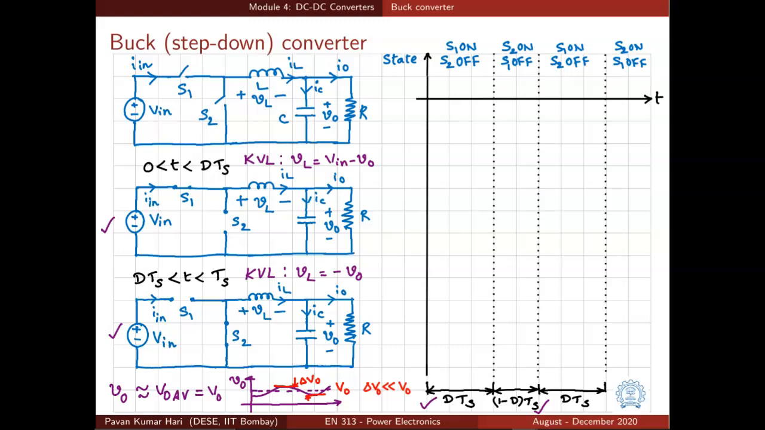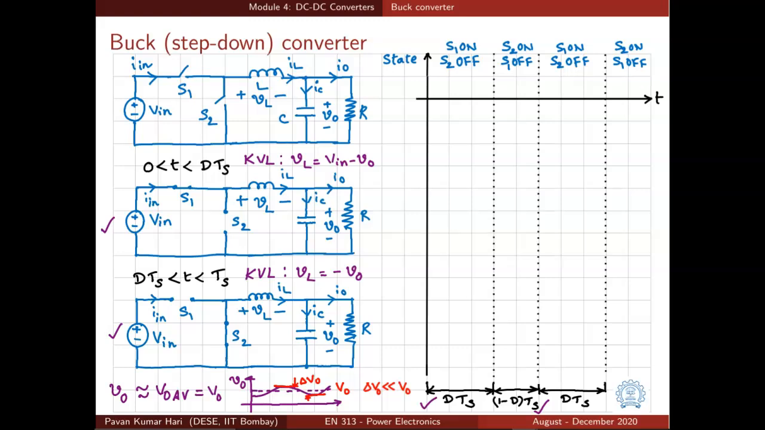And what do we do next? We apply our approximation. What is that? That is the small ripple approximation. We intend to produce a constant DC output voltage ideally, but we will end up producing some kind of variable output voltage. However, the variation is assumed to be negligible. That means the output voltage is approximated to its average value, and we are denoting the average value of output voltage VO average simply by VO, capital VO, for ease of analysis.